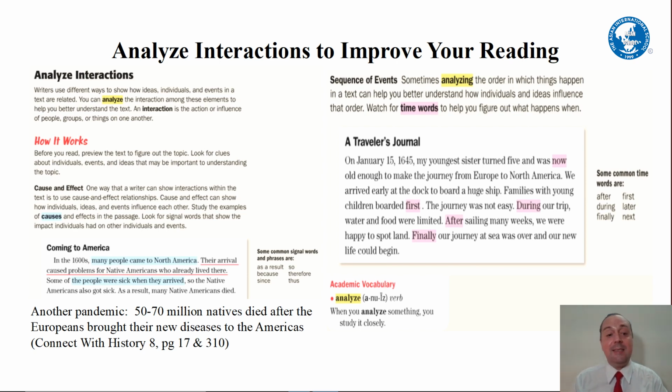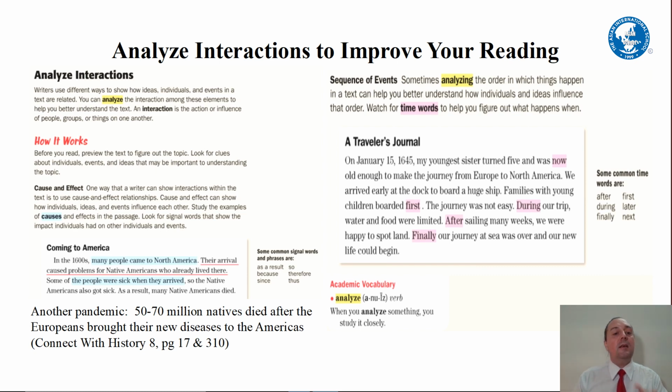Okay, so let's read this example here. It's called Coming to America. In the 1600s, many people came to North America. Their arrival caused problems for Native Americans who already lived there. Some of the people were sick when they arrived, so the Native Americans also got sick. As a result, many Native Americans died. I'm going to ask you in a minute about the cause and effect.